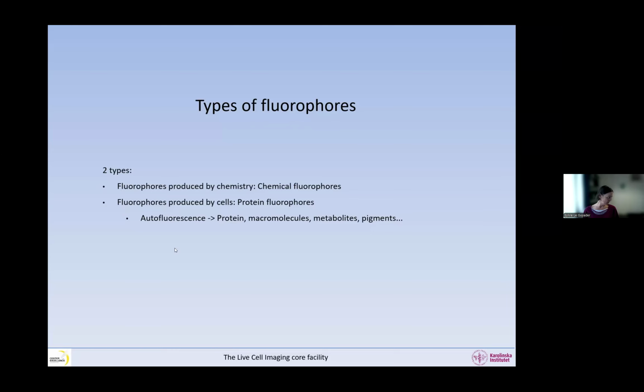Okay, but now in the second part of this tiny lecture, we have two types of fluorophores: the fluorophores that are produced by chemistry and the fluorophores that are produced by cells. By chemistry, they are chemical fluorophores. They are called dyes. Otherwise, those that are produced by cells are proteins. And we also have autofluorescence in the samples. They're also produced by cells, and these can be proteins, but they can also be macromolecules, metabolites, pigments, all sorts of things that can fluoresce in our samples.